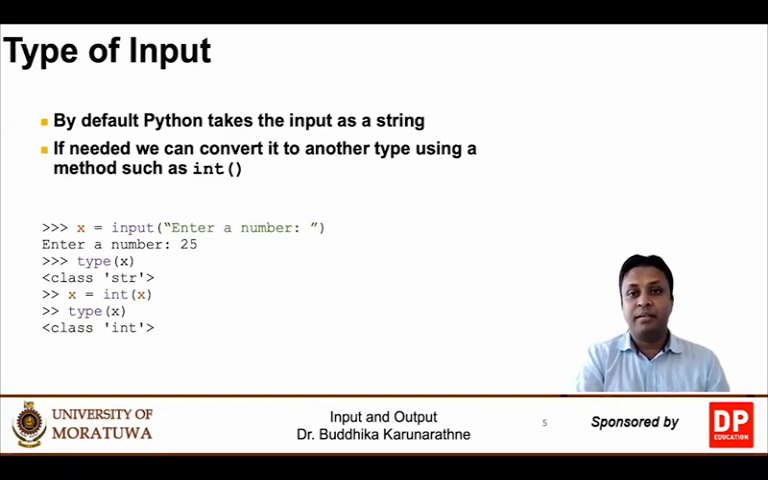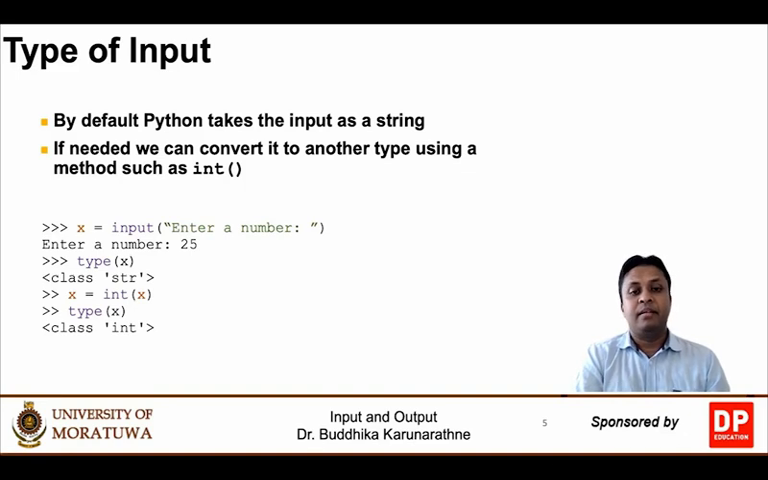How do we do that? We can do that using methods such as int, which is a built-in function. That method will convert the variable to an integer. Now let's see an example.